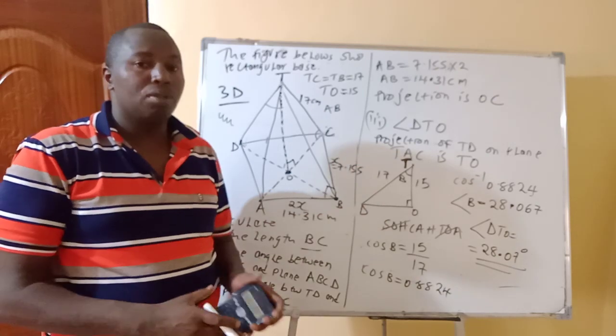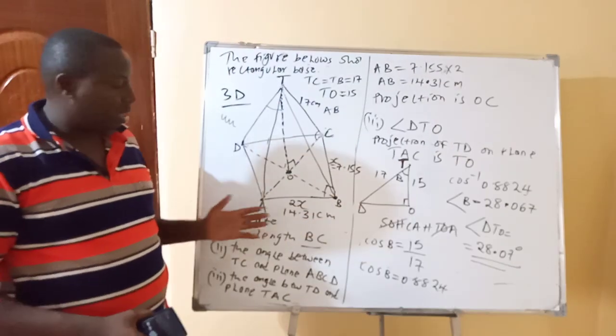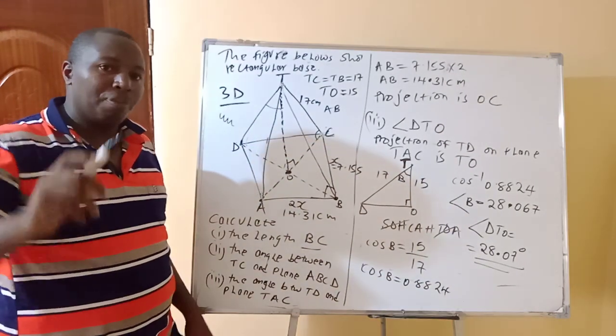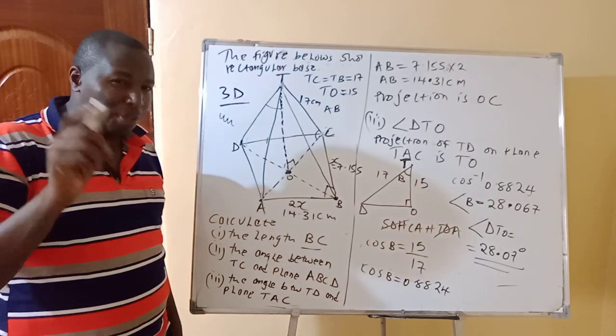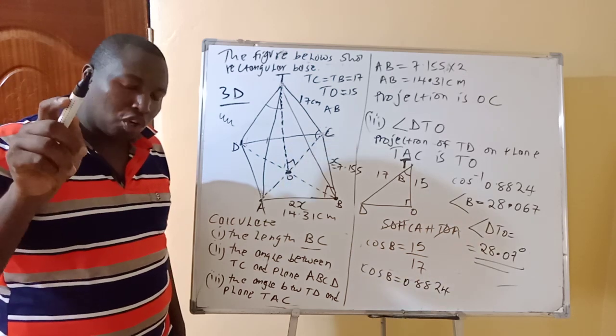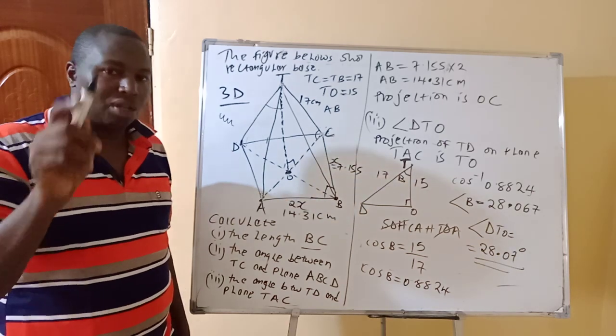So that's how you are supposed to solve that kind of question. And there's a 10 marks question on 3 dimension, so you must understand the concept of the angle between a line and a plane. It is the angle between a line and its projection on the plane. And in this case, the projection is the shadow.